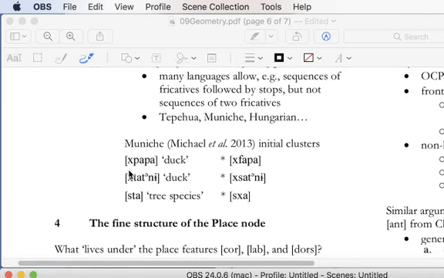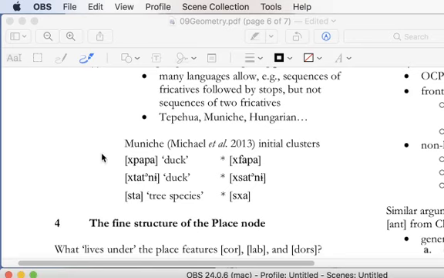In Muniche, you can get word-initial consonant clusters of a fricative followed by a stop, as in chpapa, chtatini, or sta, but you can't get word-initial clusters of a fricative followed by a fricative, like chfapa, chsatani, or scha. Right? These are impossible in Muniche.